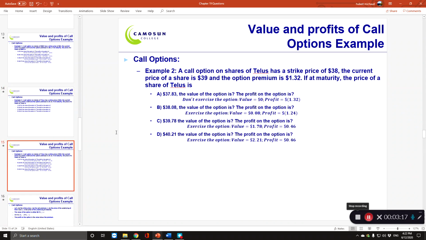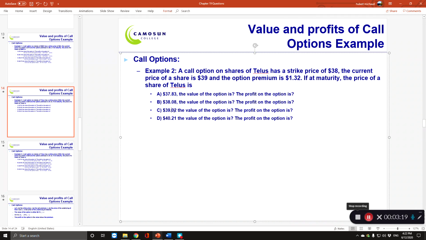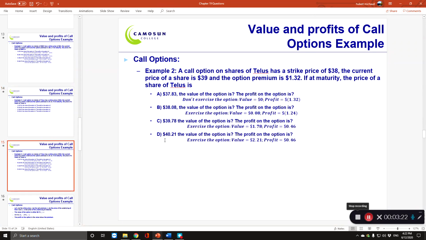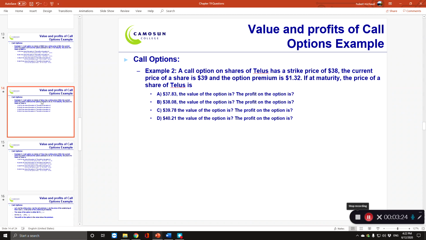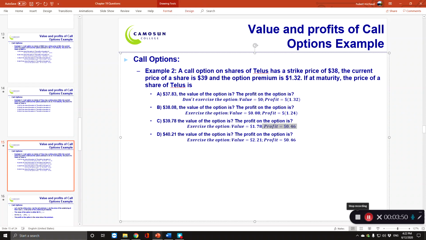Yeah, all my numbers here are different, so I will just change this number here to 39.78, and this number is still 40.21. Okay, so if the underlying was 39.78, I would exercise my option. I would get 39.78 minus 38. I would get 1.78 in value. That would be the value of the option. Unfortunately, I paid 1.32 for the option 3 months ago, so 1.78 minus 1.32 would be my profit on my option, 46 cents if I calculated it correctly.